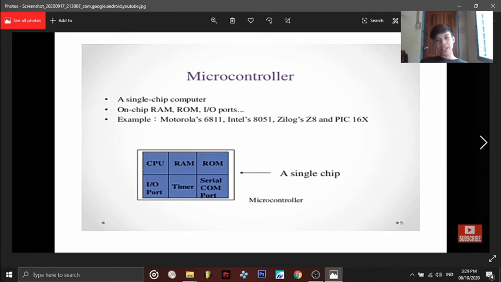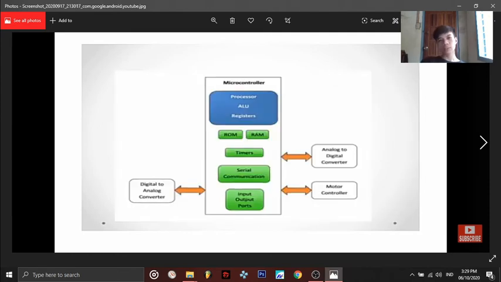Here again, microcontroller: a single chip computer, with on-chip RAM or ROM, and input output ports. Examples: Motorola 6811, Intel's 8051, Zilog Z8, PIC 16X. So there's a single chip microcomputer. This is the diagram of a microcontroller.